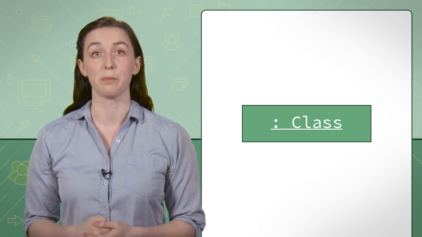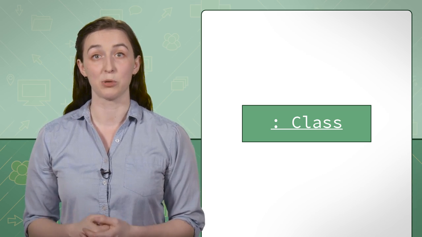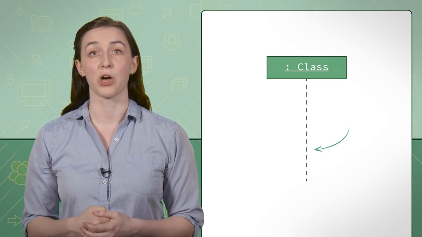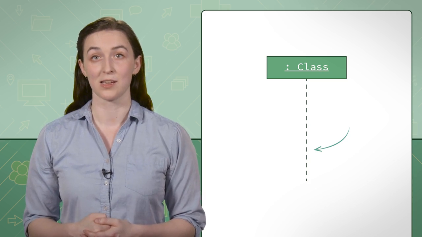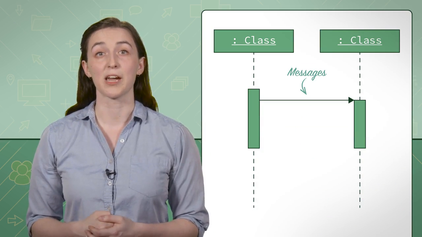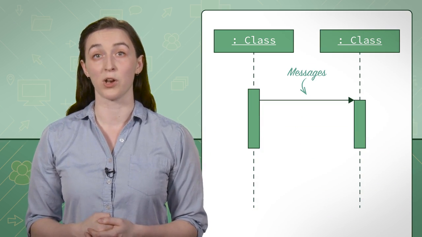When creating sequence diagrams, first you use a box to represent a role played by an object. The role is typically labeled by the name of the class for the object. Second, you use vertical dotted lines, known as lifelines, to represent an object as time passes by. Finally, you use arrows to show messages that are sent from one object to another.